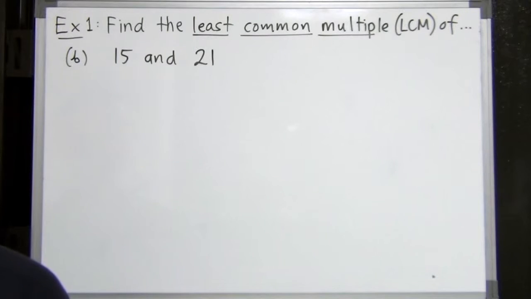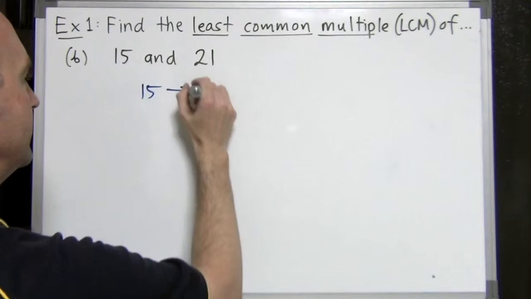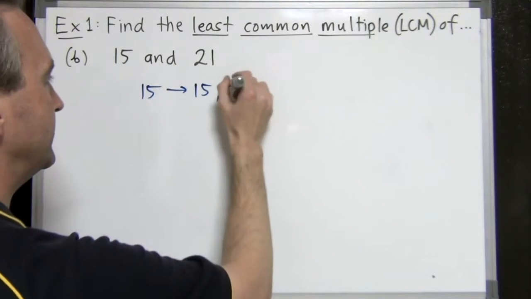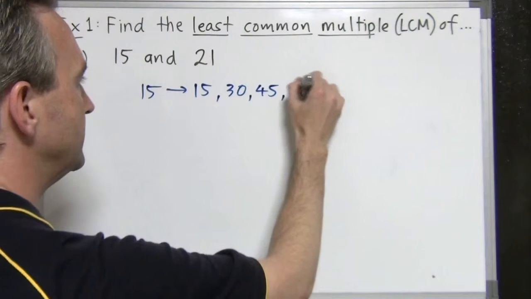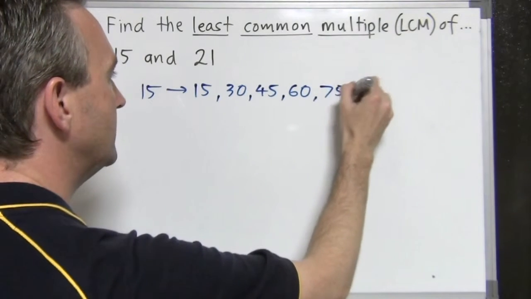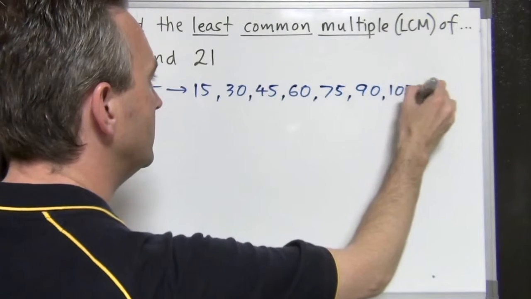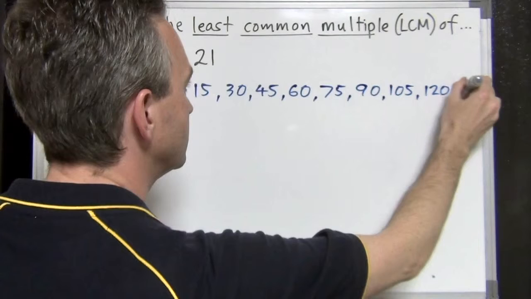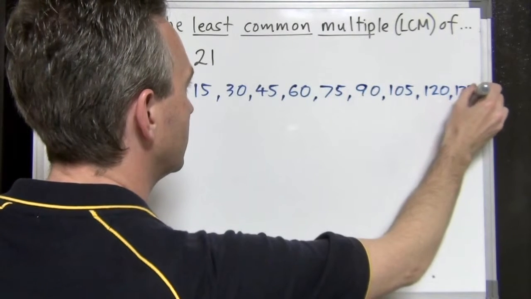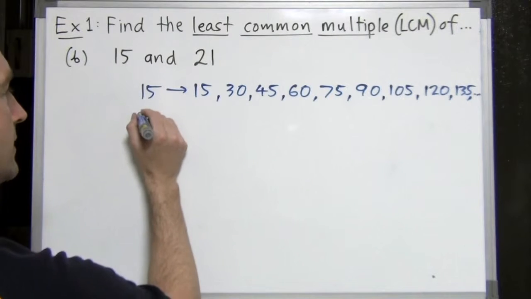Let's try another, example B, 15 and 21. So let's write out the multiples of 15 itself and keep adding 15: 30, 45, 60, 75, 90, 105, 120, 135. That will keep going. Hopefully that's enough. And the multiples of 21.